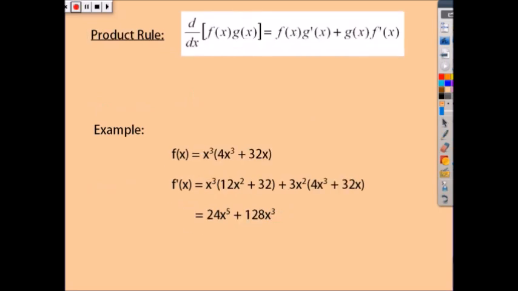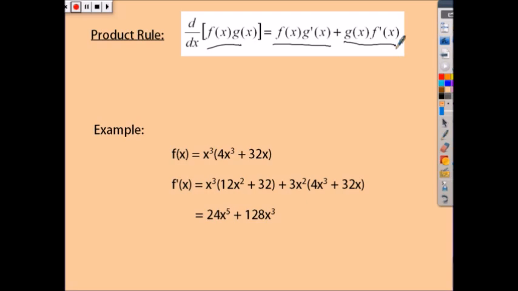Okay, so what to do if you have two functions multiplied to each other? The product rule would help you immensely in this case. The derivative of f of x times g of x equals f of x times g prime of x plus g of x times f prime of x.